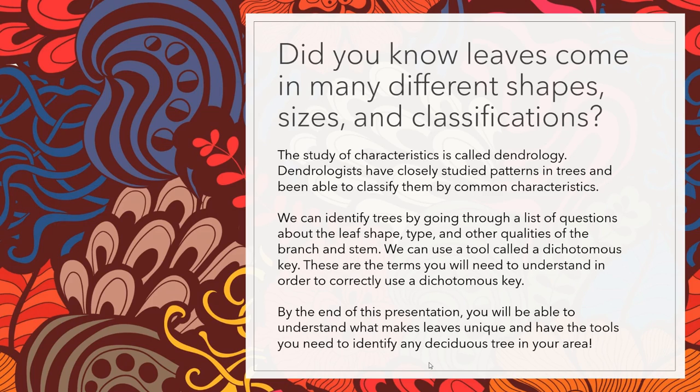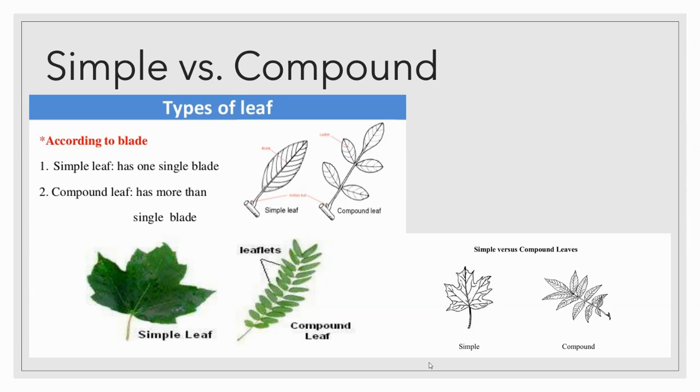But if you don't understand the questions that they're asking, or the terms that they are trying to get at, then it'll be more challenging to determine what kind of tree it is you're trying to identify. So we're going to talk about those terms that are located on a key right now. The cool thing is if you do it correctly, you can almost always identify the tree just based on a couple different characteristics or features. So let's take a look at those features right now.